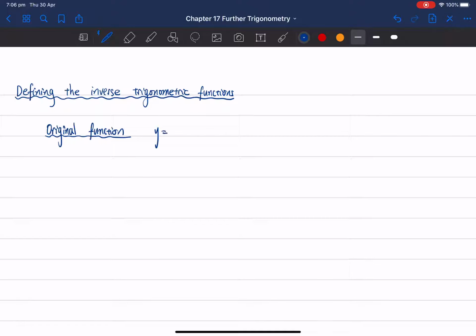The original function is y equals sine x. Now, if I want to find the inverse of that function, the first step is to change y to x, and then change x to y, like what we did before. Once we finish that, we make y the subject. Therefore, we get y is equal to sine inverse x. That's how we write sine inverse x.